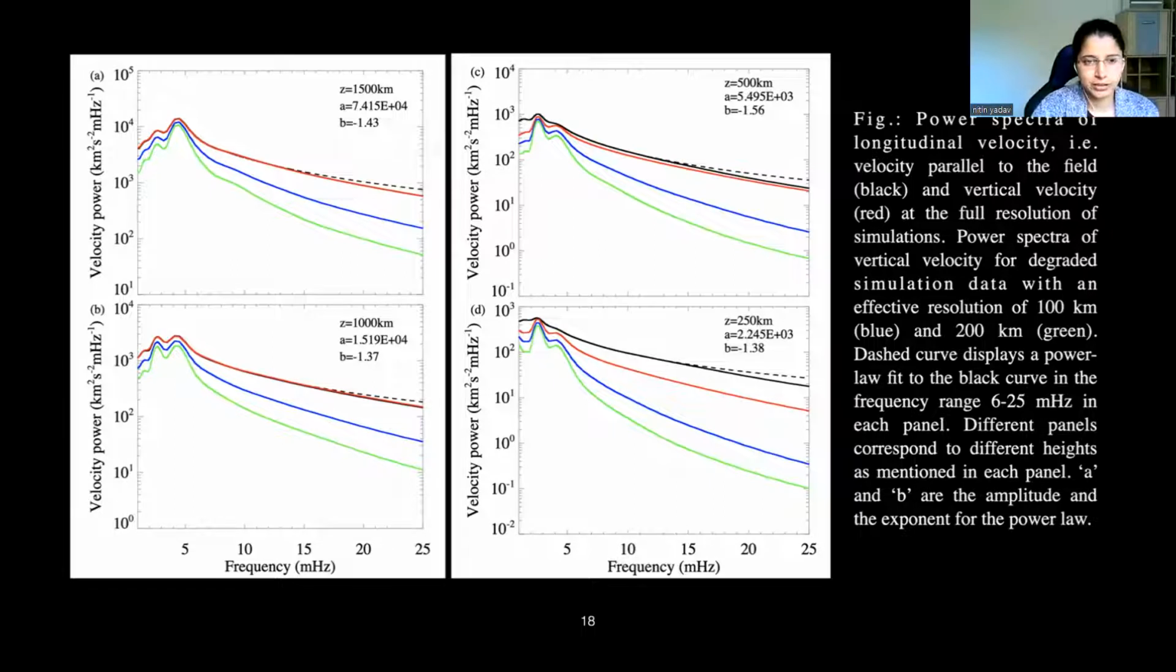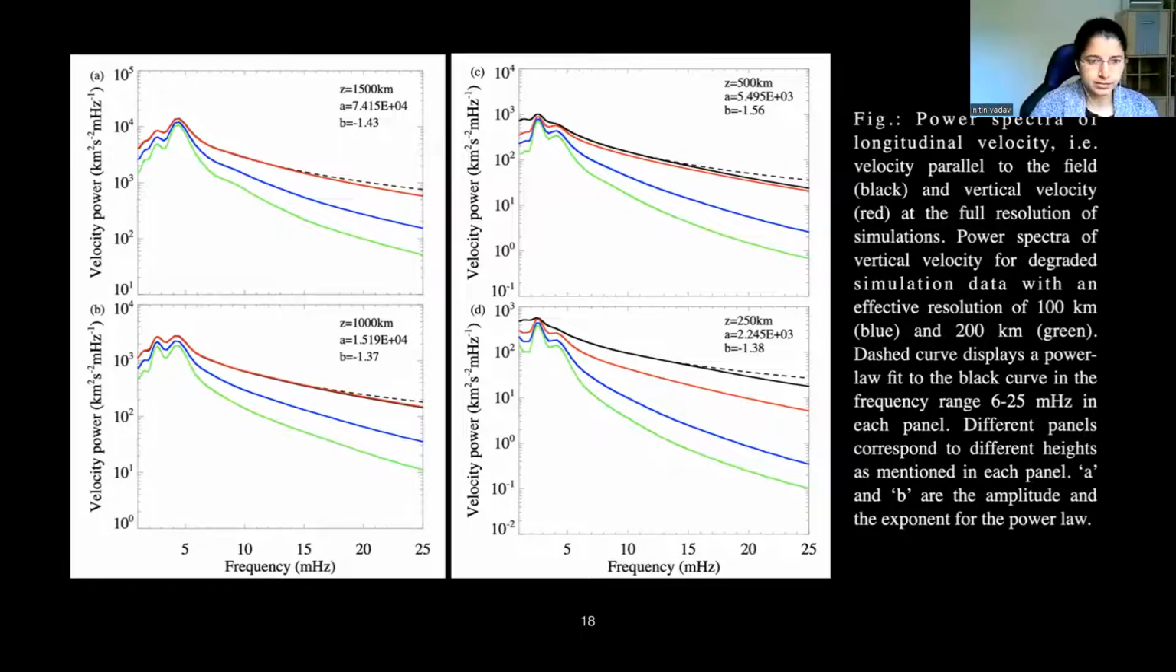Also, we are using a spatial resolution, or grid spacing, of 10 kilometers, which is not yet achievable with solar observations. So we also degrade our simulation data to 100 and 200 kilometer resolution, and again calculate this horizontally averaged power spectra for vertical velocity. And we found that in all the curves, most power in the lower solar atmosphere peaks around 2.5 millihertz, whereas in higher layers there is more power around 4.5 millihertz. This shift is again due to the acoustic cutoff.